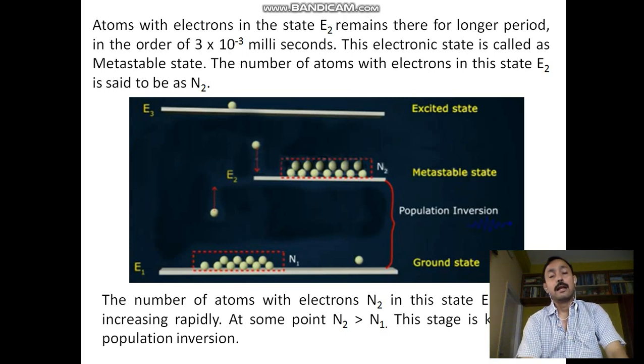But actually, the number of atoms in the lower energy state should be less than the number of atoms in the higher energy state. So there is a reversal that has occurred. So this is known as the inversion. The number of atoms at the higher energy state becomes more than the number of atoms in the lower energy state. This is known as population inversion.